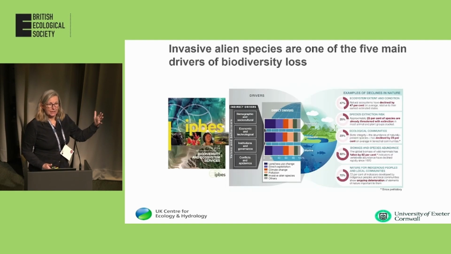Much has come from one of their earlier assessments, the first global assessment on biodiversity and ecosystem services. There will be the launch, hopefully, of the new second assessment beginning next year. It's just having the scoping document negotiated in plenary at the moment. But one of the many amazing figures that came out of that assessment was this one, which highlights the 5 main drivers of biodiversity loss, including invasive alien species as one of those drivers.